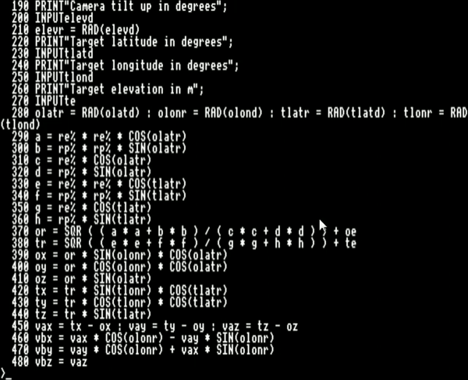To calculate the radius, everything up to there is the radius at sea level, and then plus observer elevation, and for the target, the exact same calculation plus target elevation, just with its own variables. Distance from the center of the Earth. Having got that distance, and knowing the latitude and longitude, we can work out the observer's position.